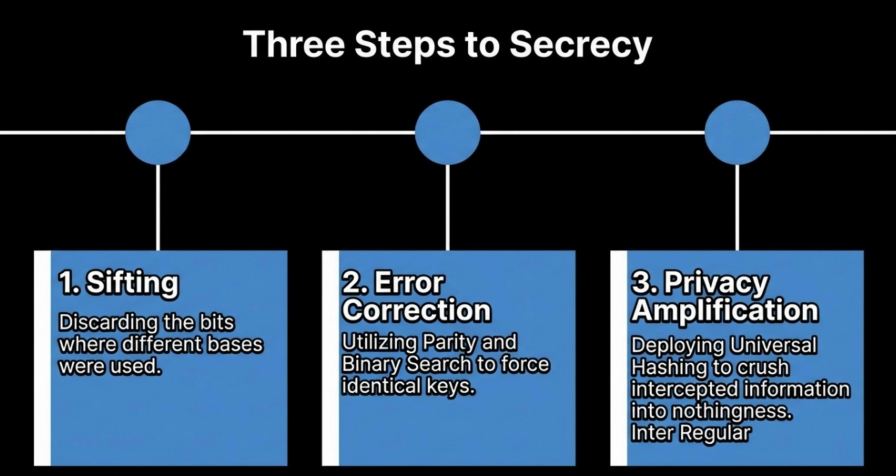Finally, we apply the ultimate cryptographic shield, privacy amplification. By deploying universal hashing, we trigger total information evaporation. This step is non-negotiable. It crushes any intercepted information Chris might have gained into absolute nothingness. Through these 3 steps, we transform vulnerable light into secure logic. Jennifer and John now share a secure secret key that is provably protected by the fundamental laws of the universe.